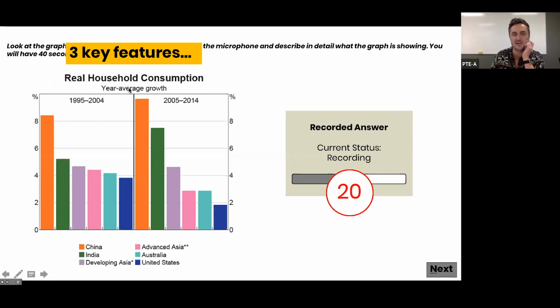So it's household consumption. China's orange, India's green, developing Asia's lilac or purple, pink is advanced Asia, Australia, and United States. So what's going on here? I would obviously talk about China having the highest amount of household consumption and this increasing between the 2 years. I would also talk about India increasing as well. And I would talk about the United States decreasing. Okay. Have a go at talking about the 3 key features for 20 seconds.